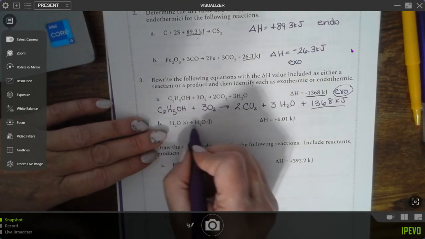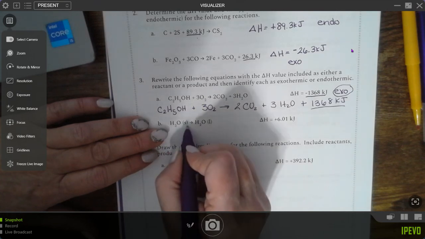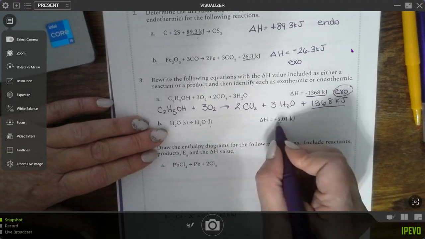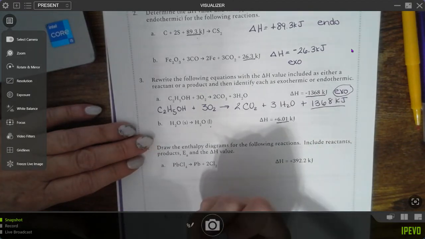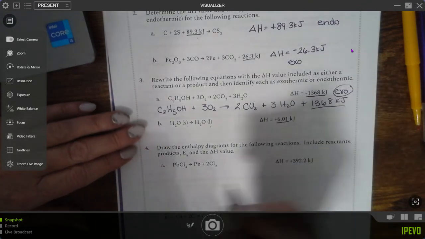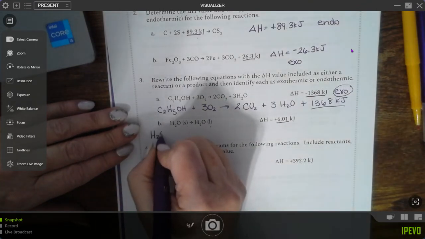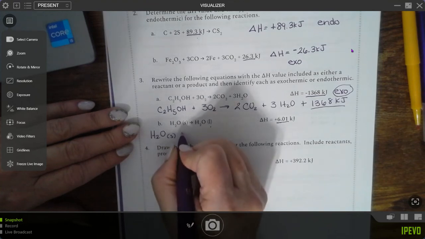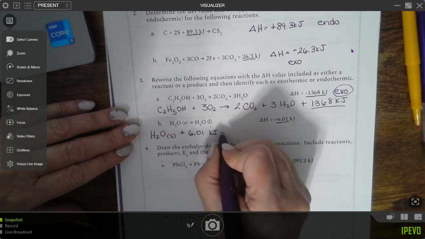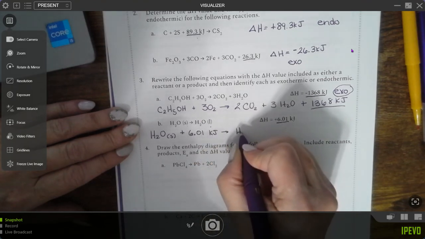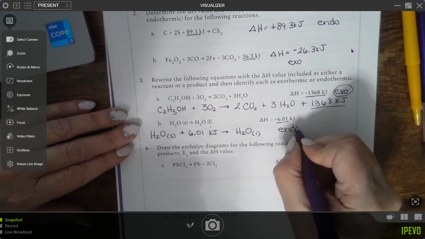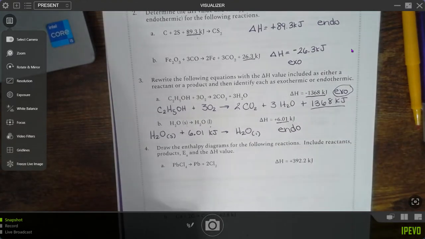All right, here we have another phase change. We have solid water going to liquid water, okay? And the delta H is 6.01 kilojoules. So, if I rewrite this, I'm going to write H2O solid plus 6.01 kilojoules produces H2O liquid. And this is an endothermic reaction or process.